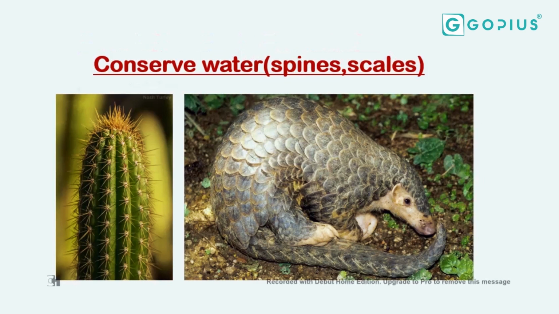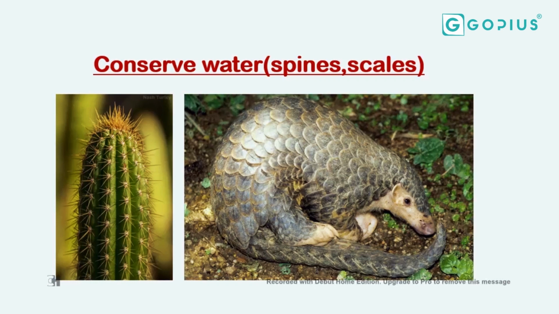Now we're looking at conservation of water. Conserve water in spines and scales. When you talk about spines, what comes to your mind is cactus. Cactus is a plant and is usually found in a desert area. The cactus are known as xerophytes because they are found in areas that lack water. So their leaves are modified to form spines. These spines enable it to conserve water. It doesn't allow the loss of water from the body of the plants.